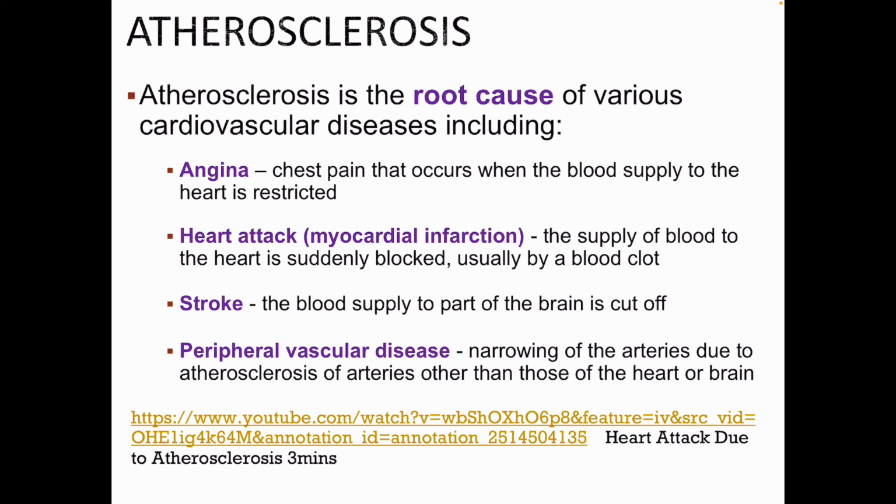And also peripheral vascular disease, which is narrowing of the arteries due to atherosclerosis, but the arteries are not in the heart or the brain. It's usually in the legs. And sometimes peripheral vascular disease in the arteries of the legs can be so severe that people actually have to have their legs amputated.